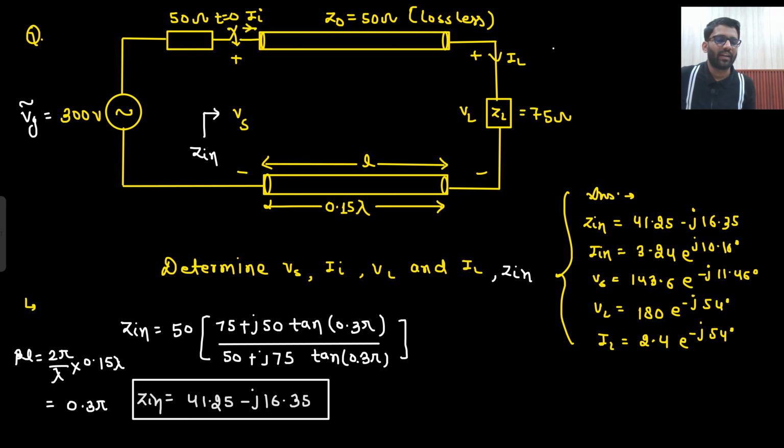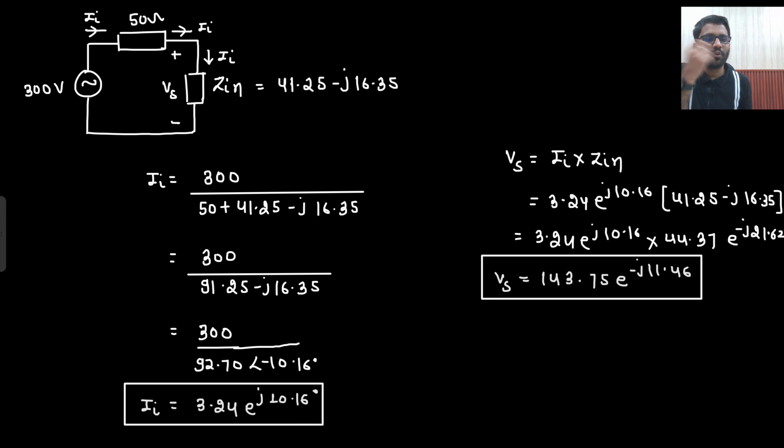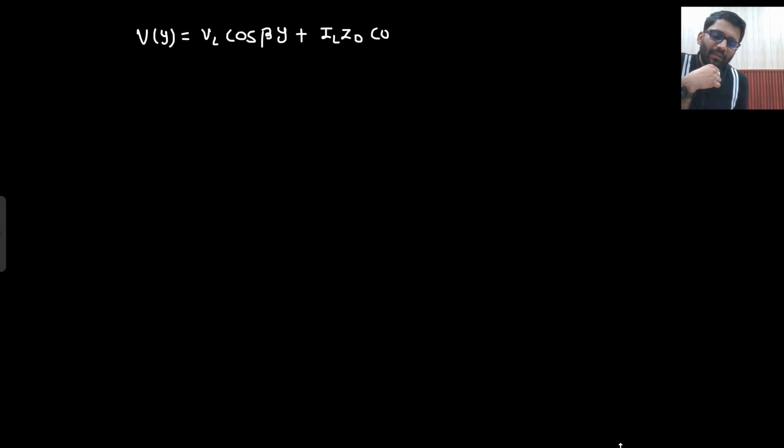Now we need to find VL and IL. For that, what can we do? If you know Vs and Is and you need to find VL and IL, what equations can you apply? With the help of these equations, we are going to do something. Not L, it should be Y. V at Y is VL cos beta Y plus j IL Z naught sin beta Y.